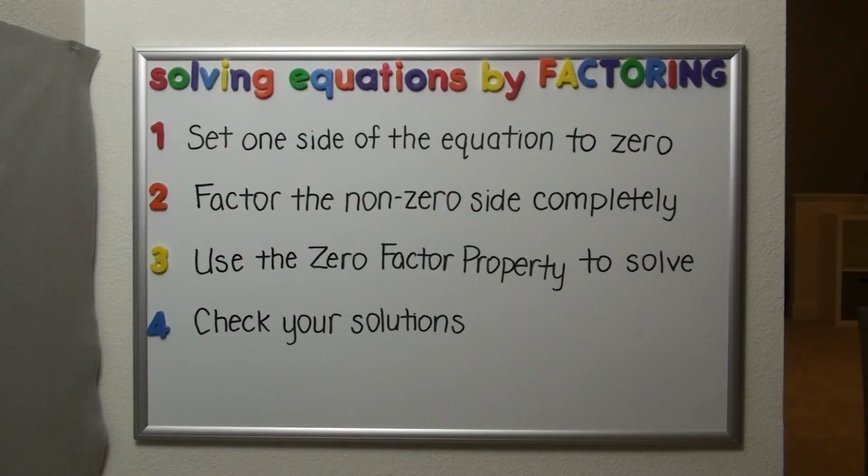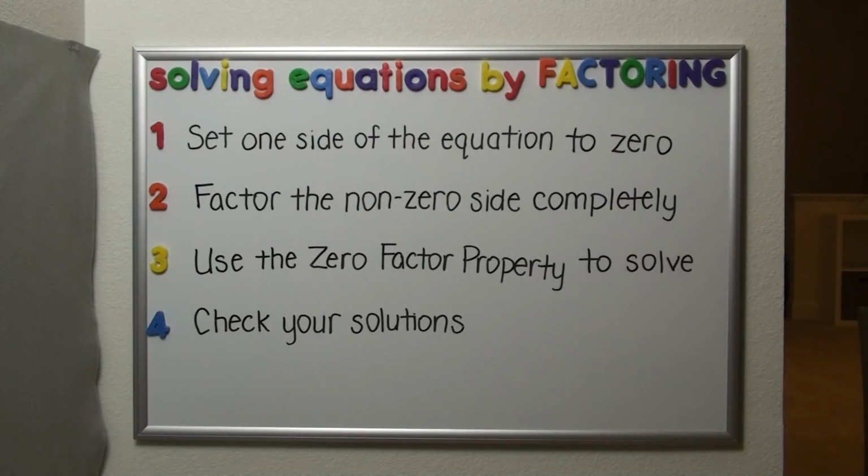So now that we've learned about the zero factor property, we can use that to help us solve our quadratic equations by factoring. The first step is that we're going to set one side of the equation equal to 0. So in essence, we're just pushing everything to one side, making the other side 0.